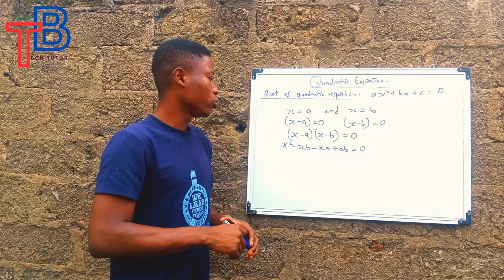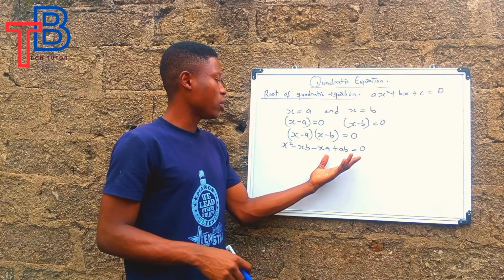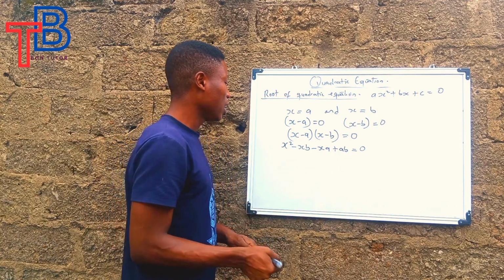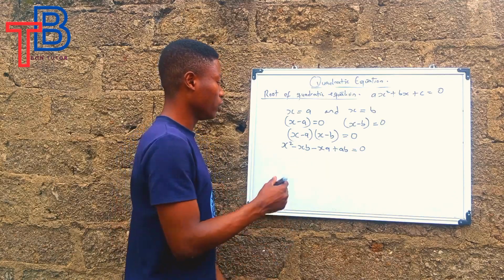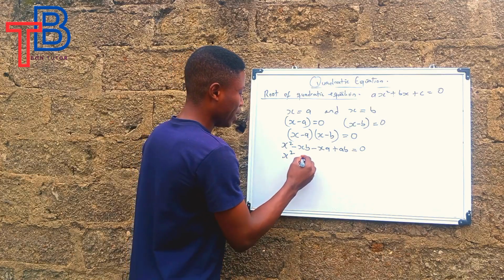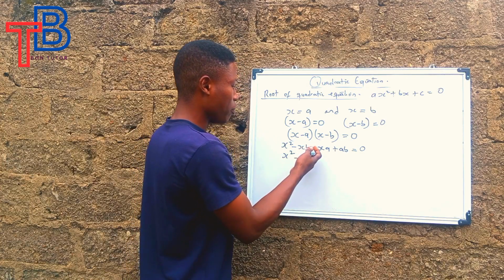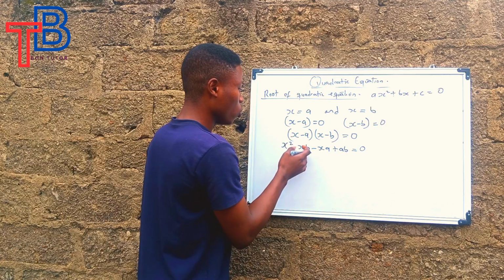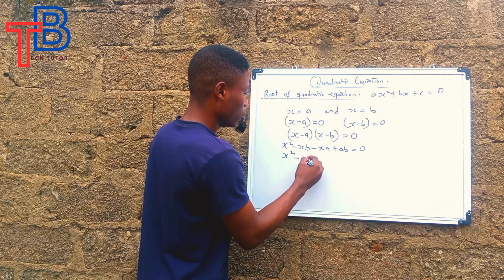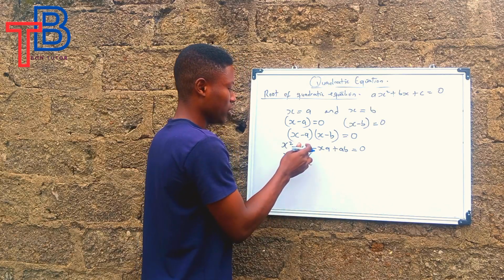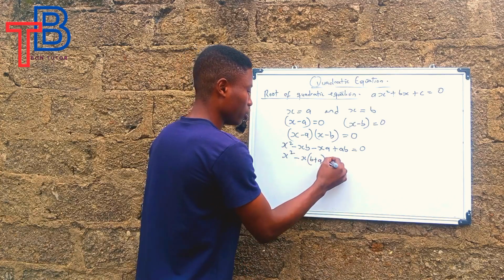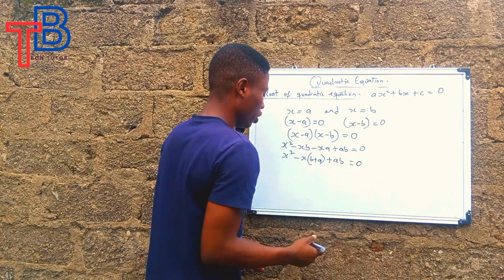There is one thing I want you to notice. We have ab here, we have b here, we have a here. Let us try and factorize x out of this. You'll be having x squared minus, let's say we have our b here and we have our a here. So we want to remove minus x from this. You have minus x into bracket. You'll be left with b plus a, plus ab equals to 0.